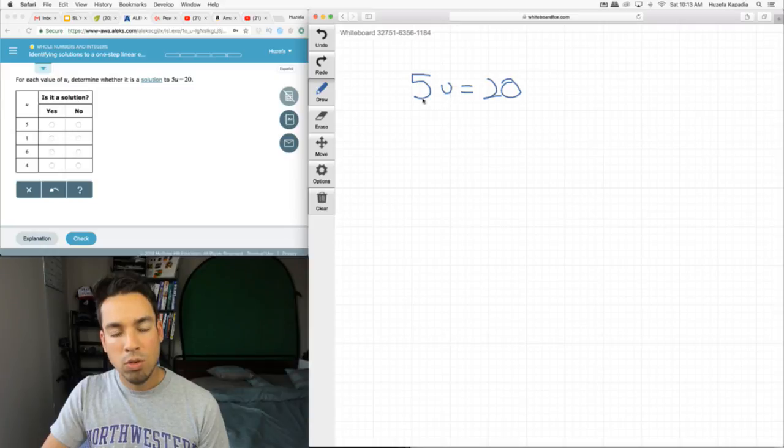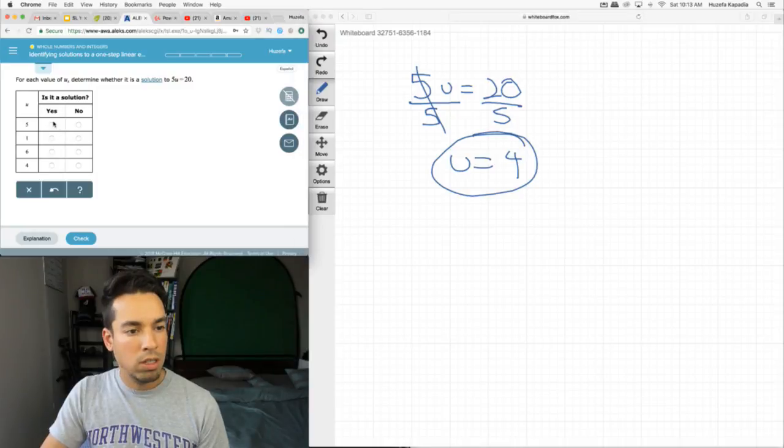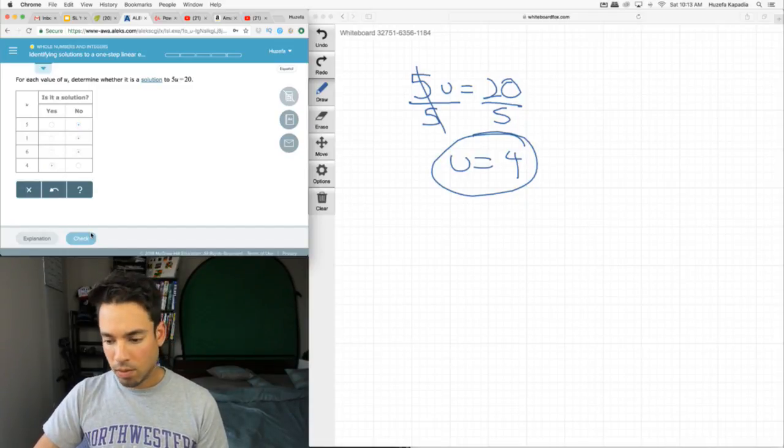5 is multiplying the u, so to get rid of the 5 and isolate u, we do the opposite. We divide both sides by 5, and we get u equals 20 divided by 5, which is 4. So the only one of these that works is 4. 5, no, it's not a solution. 1, no. 6, no. 4, yes, it is. And that is that. We are done.